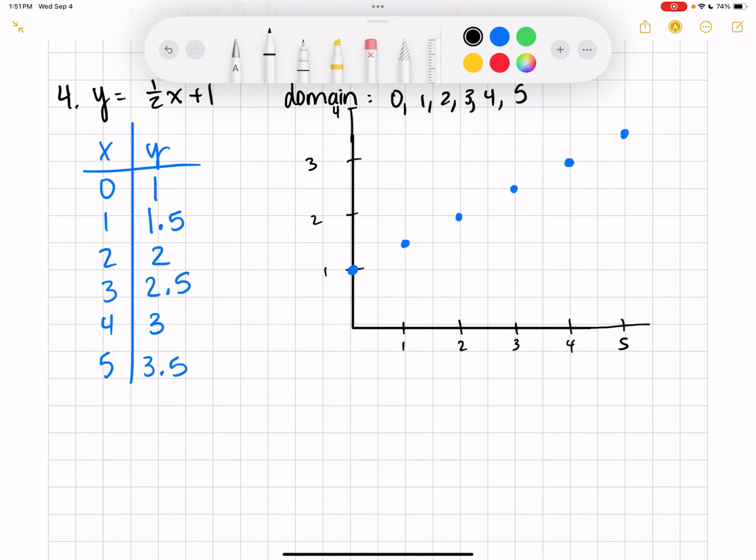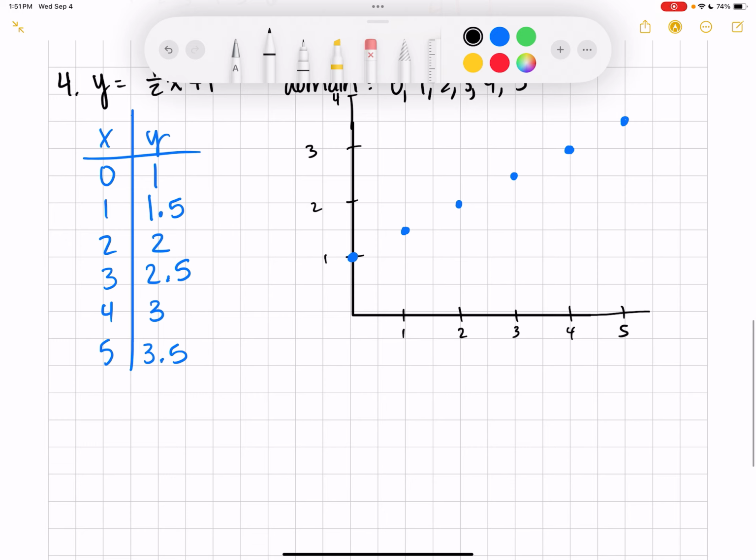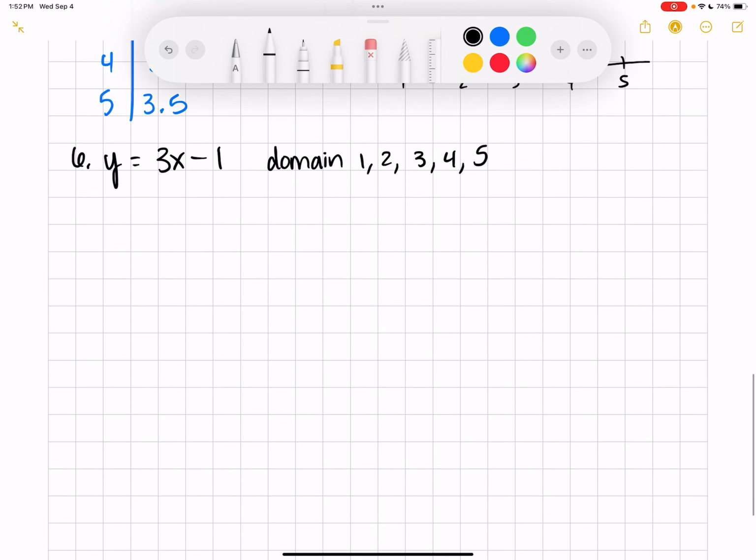Any questions on that one? All right. 6. Y equals 3x minus 1. Domain 1, 2, 3, 4, and 5. So set up my table.